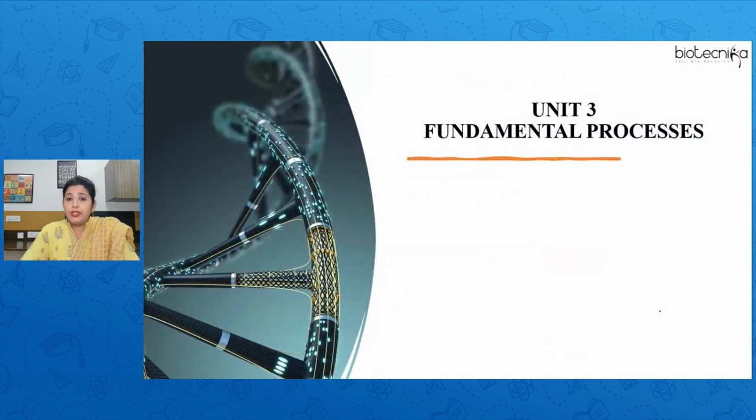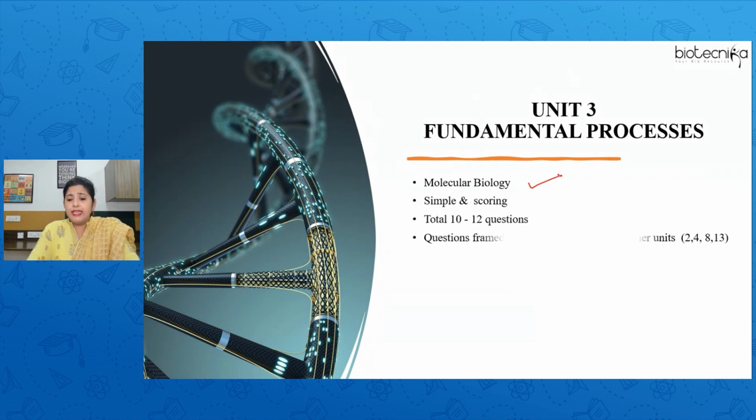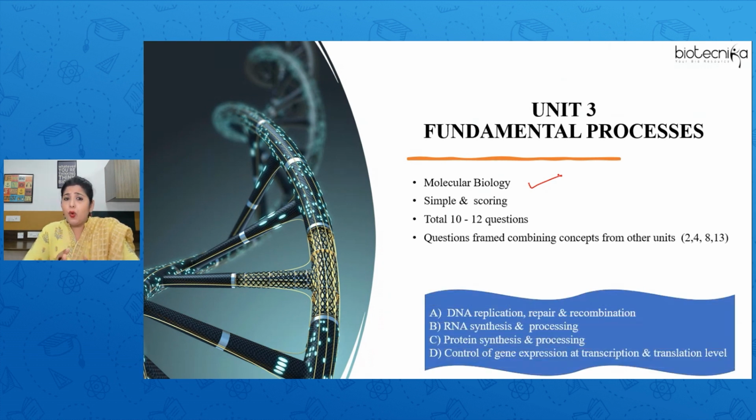Moving on to unit 3, which is about fundamental processes. This unit is completely structured around the central dogma, where you study replication, transcription, and translation. So you can say that this unit is all about molecular biology. Now, this unit is simple because it comprises only 4 subunits. In comparison to other units, it is comparatively simple and scoring, because around 10 to 12 questions are asked from this unit, and even the questions are framed by combining topics from other units like unit 2, 4, 8, and 13.